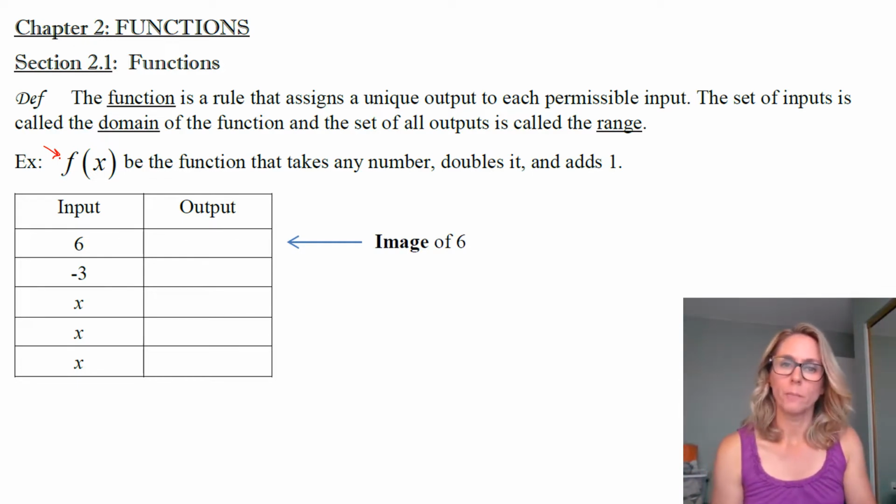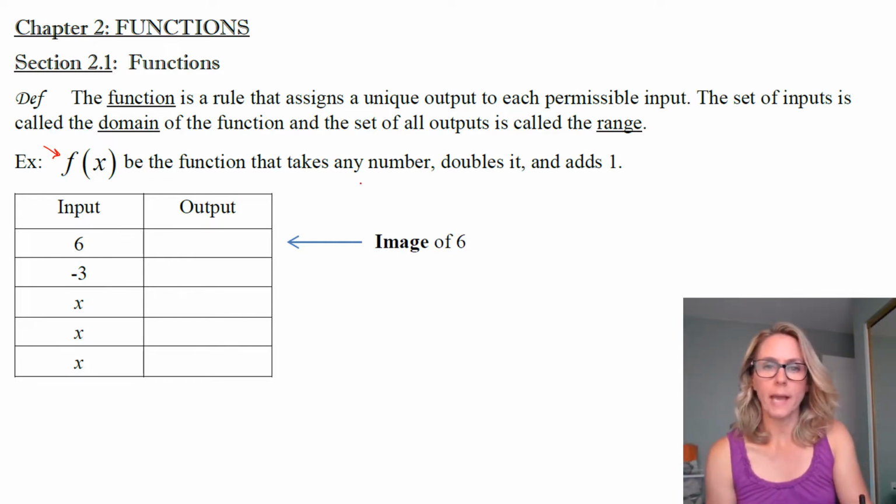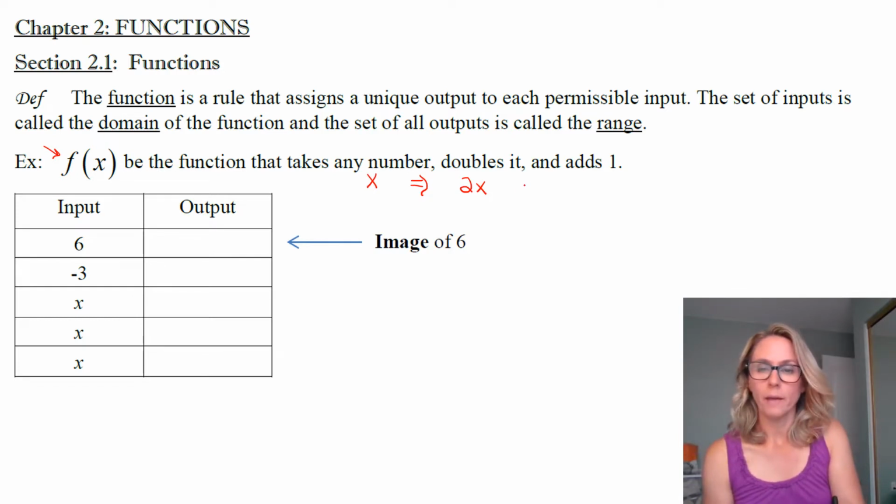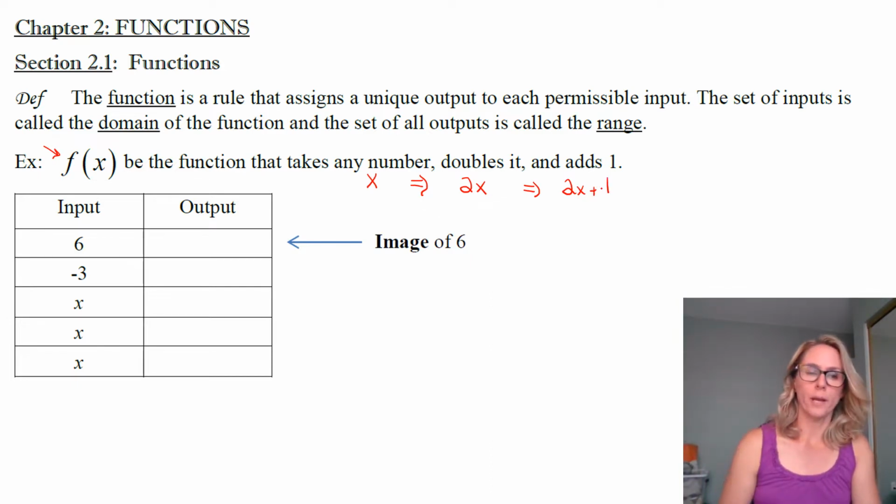So let f of x be a function that takes any number, often we call any number the x, and doubles it. So you can imagine if we take x and we double it, we're going to multiply it by 2. And then after we do that, we add 1. So this is what it looks like algebraically.